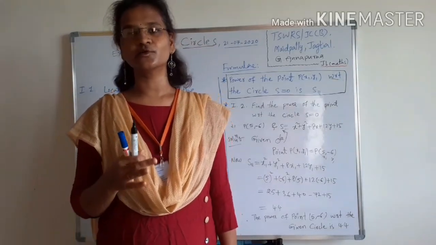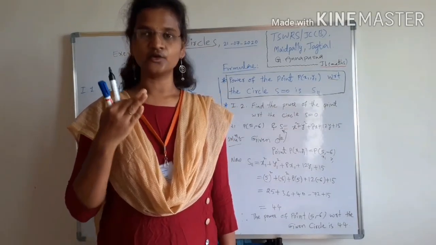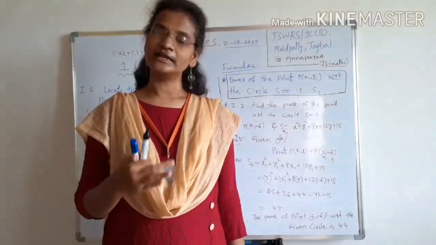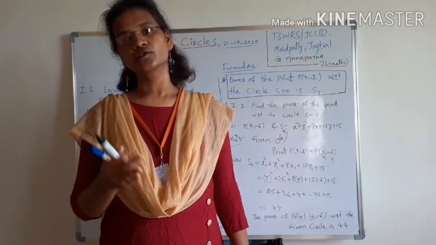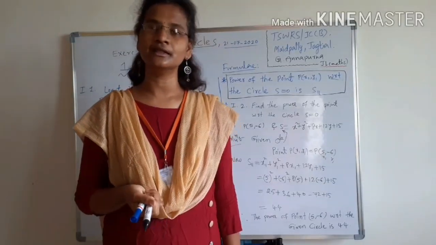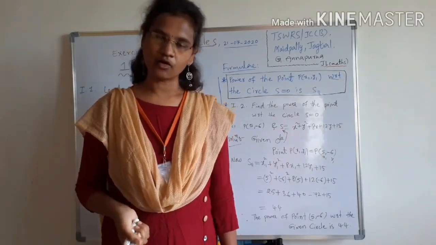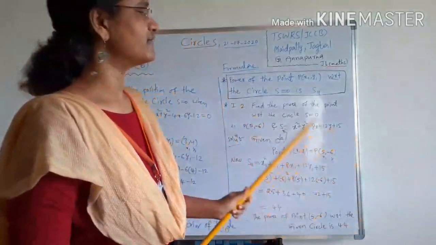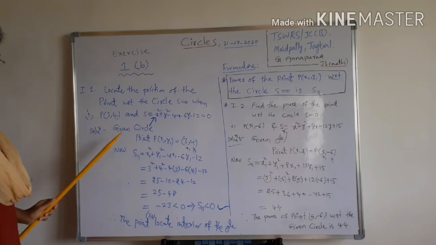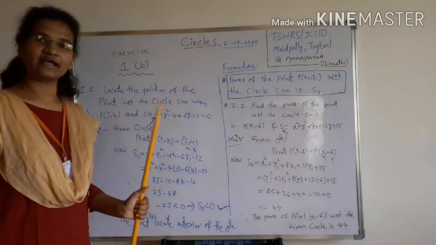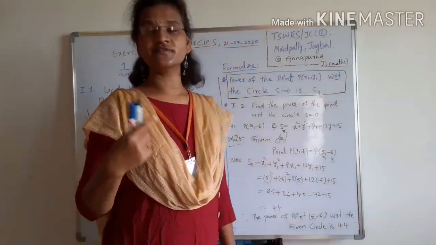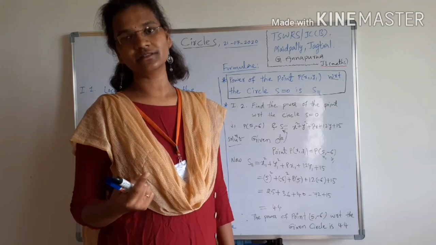Okay, right. So this is about some important notations. If one point is located in the plane and there is a circle, that point belongs to the circle, or is exterior to the circle, or is interior to the circle. There is a condition. So according to these conditions we have exercise 1B. This is finding the position of the point, and this is finding the power of the point with respect to the given circle.